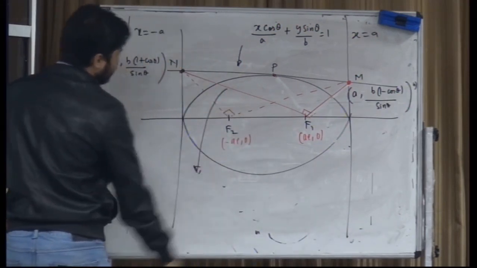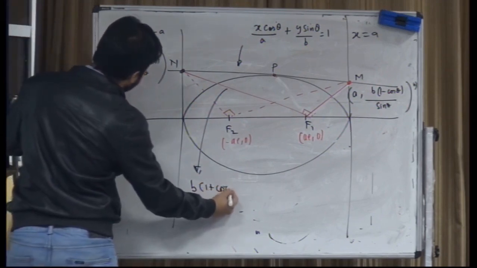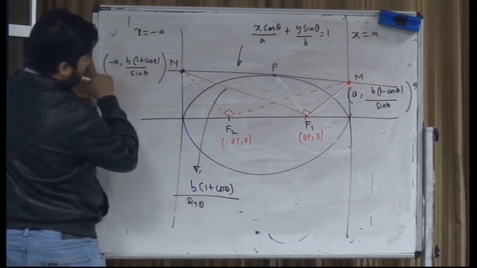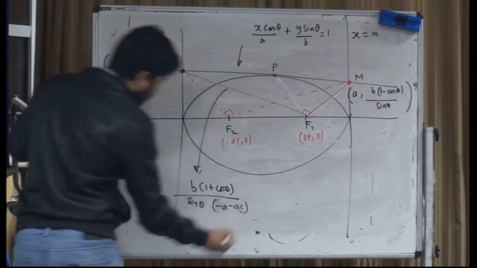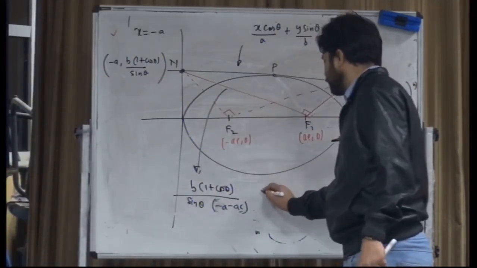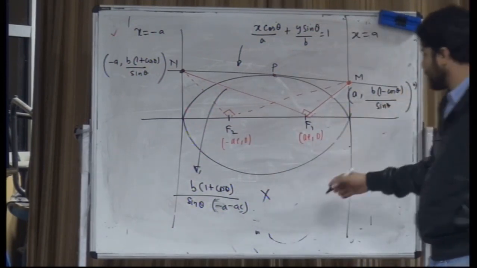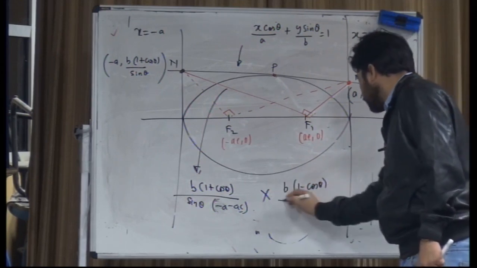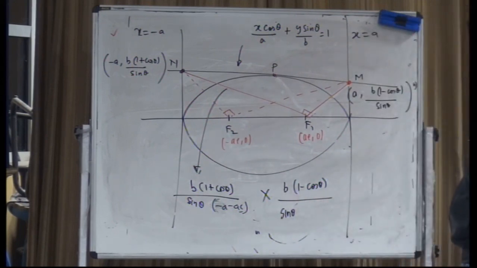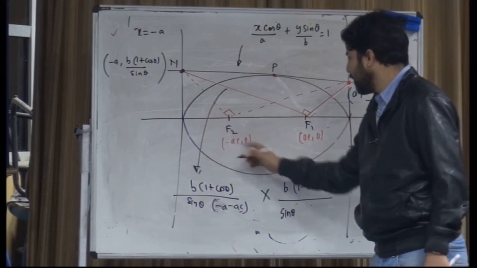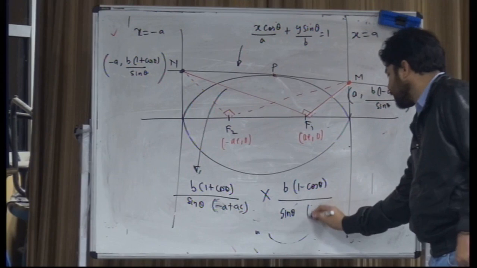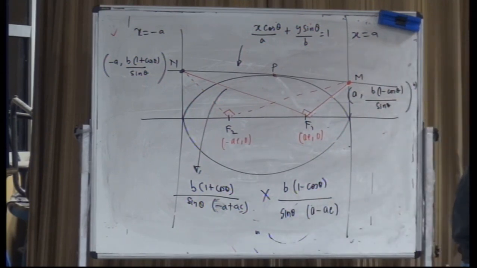The slope of this line is going to be b into 1 plus cos theta upon sin theta and minus a minus a, so minus comes out, right? Into, again this comes as it is, right? And a minus, a minus minus becomes plus, right? Okay, now 1 plus cos theta into 1 minus cos theta is 1 minus cos square theta, and sin theta into sin theta is sin square theta, so they are equal.